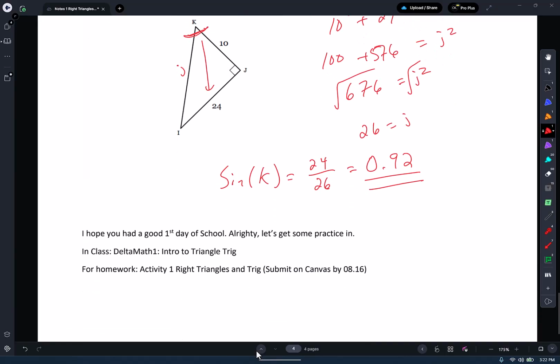And now we're going to do this Delta Math. Don't worry, I'll give you the code right now. And then don't worry about the secant. We're not there yet.